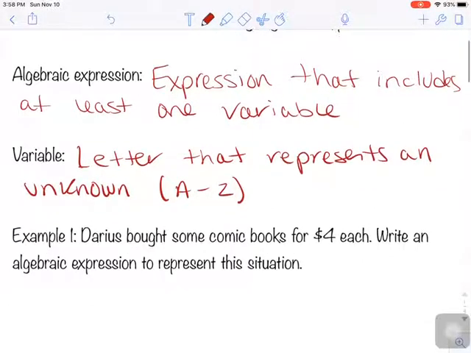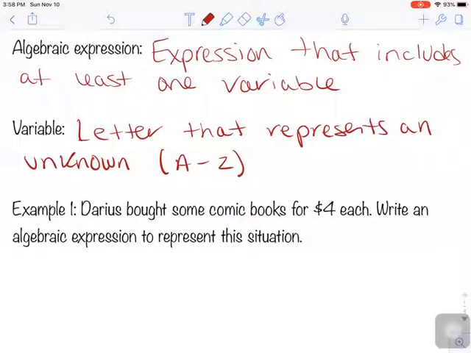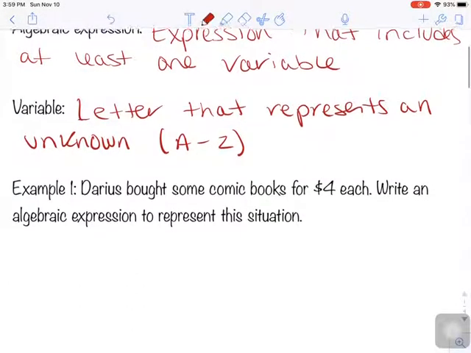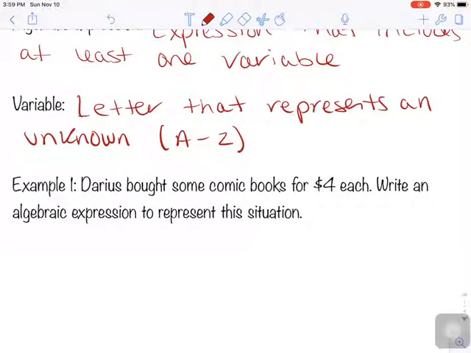So example 1, Darius bought some comic books for $4 each. Write an algebraic expression to represent this situation. So he's buying some comic books for $4, but what we don't know is this sum. How many comic books are there? Actually, we don't know that. So we are going to use a variable for that, and you can pick any variable you want. I'm going to pick C just because C stands for comic books. So he's buying an unknown amount of comic books, and all of these cost $4 each.